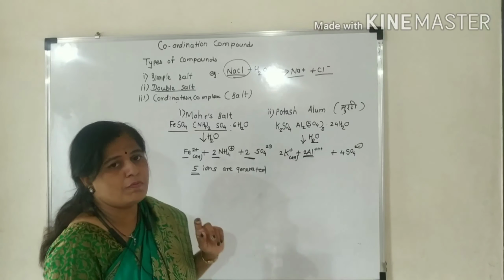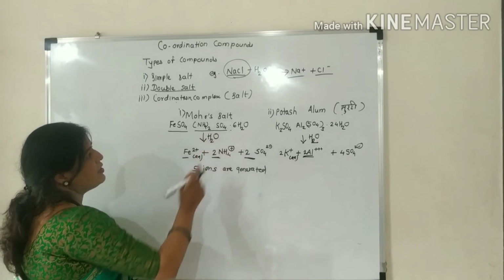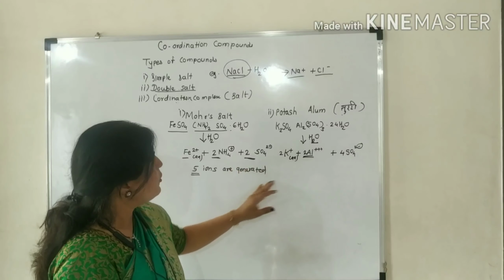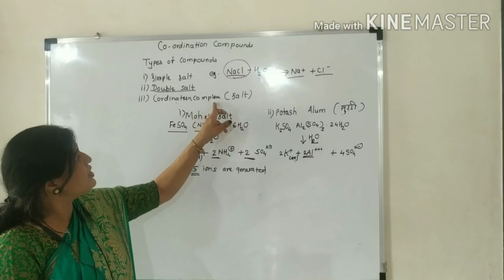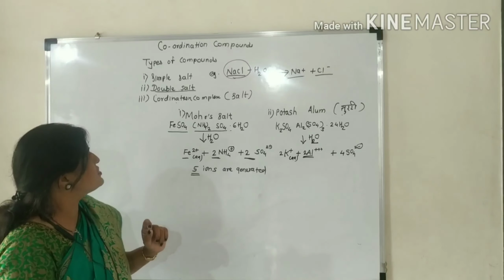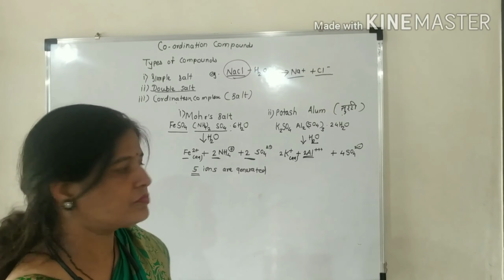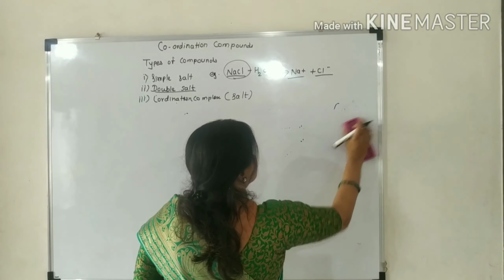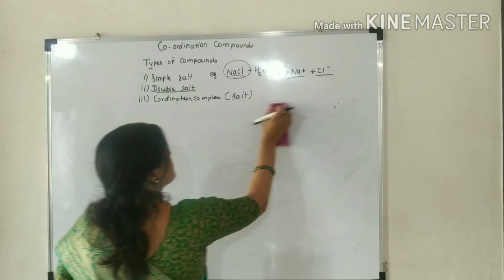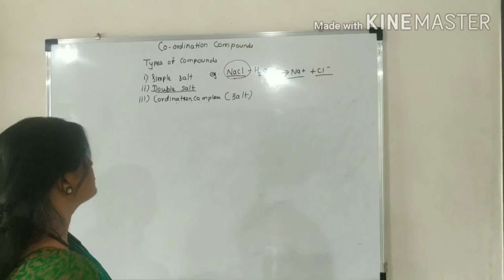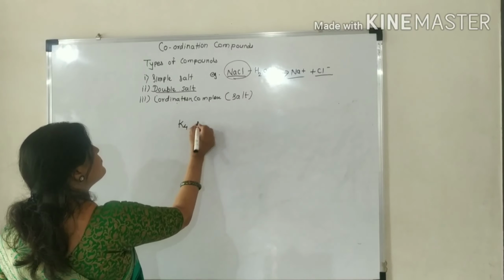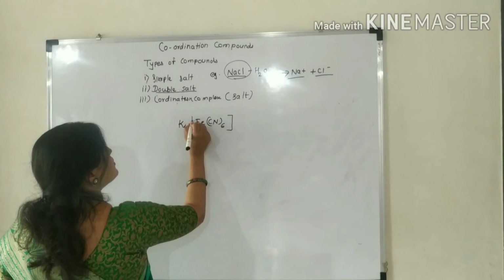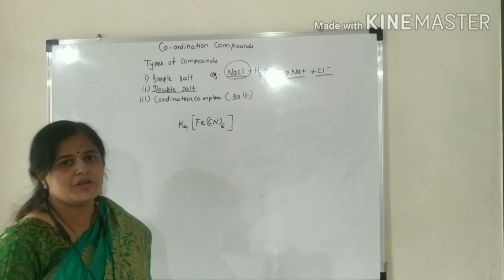But in a coordination complex, what happens here? It loses its identity. But in the case of a coordination salt, what happens? Its example is K4[Fe(CN)6]. This is a coordination compound, or it is also called a coordination salt.